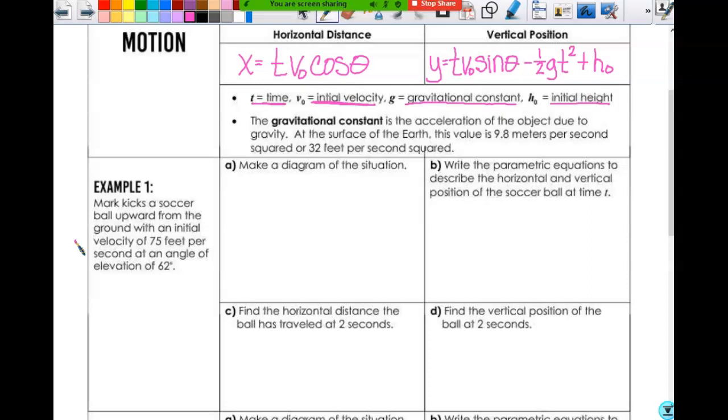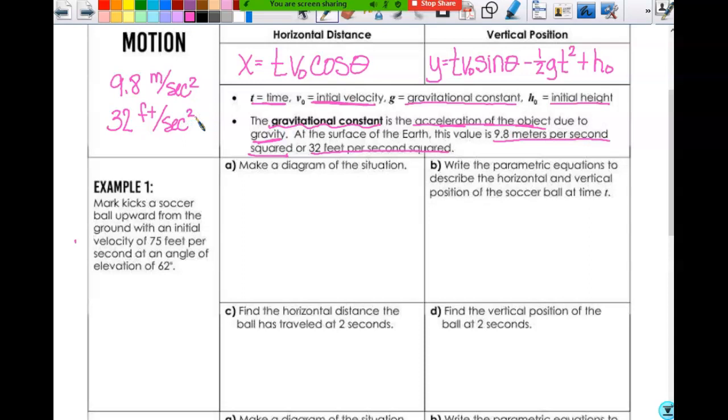So that gravitational constant, it is a constant, even though we're using a variable, but it changes depending on what units you're using. So it's the acceleration of the object due to gravity. At the surface of the Earth, the value is 9.8 meters per second squared if you're in meters, or 32 feet per second squared if you are in feet. So I'll just write them out over here. We've got 9.8 meters per second squared, or 32 feet per second squared. Okay, so acceleration has the second squared on it.